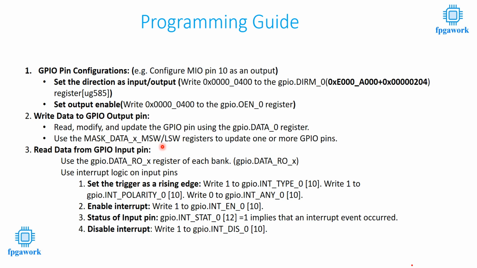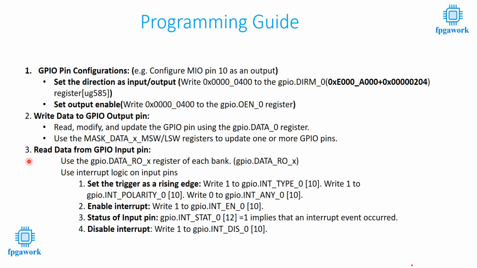The Zynq 7000 SoC has given us this opportunity. We can do it via masking. By using masking we are able to write data on only one or more pins without disturbing the remaining ones. Okay, we have two ways to write data on GPIO pins.